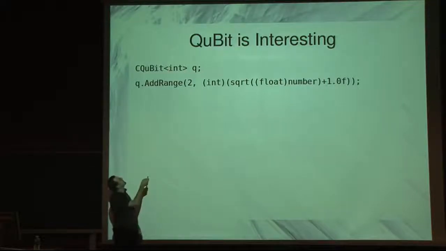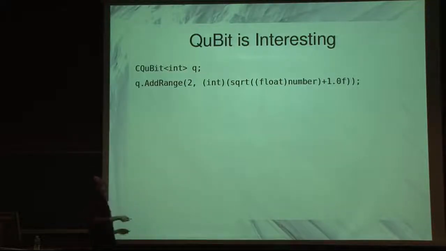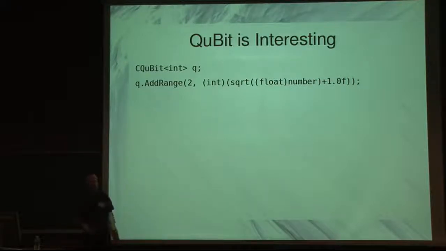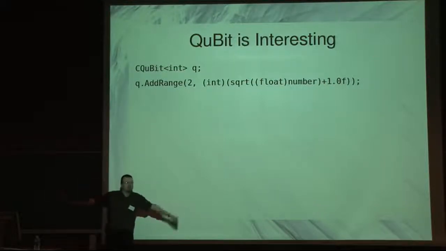We'll create a qubit, as this time it's going to be integer based, but who cares? And we're going to add a whole load of numbers between 2 and the square root of some other arbitrary number. Floating point inaccuracies are the reason we add this 0.1 plus 1 bit at the end. So, say, take number 100.